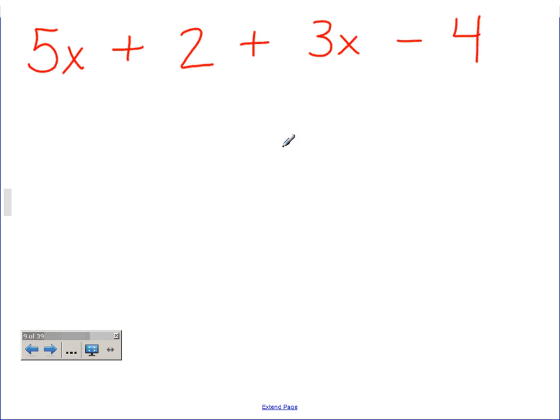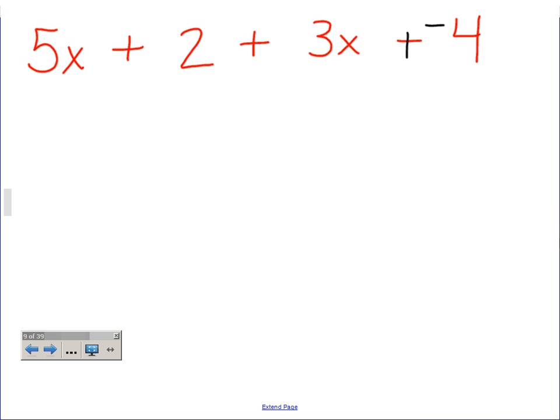Let's look at another example. Here I have the problem 5x plus 2 plus 3x minus 4. And my directions would be to simplify this. First thing that I like to do is go through, and wherever I see subtraction, I'm going to add the opposite. All right, so I'll take care of that right away.